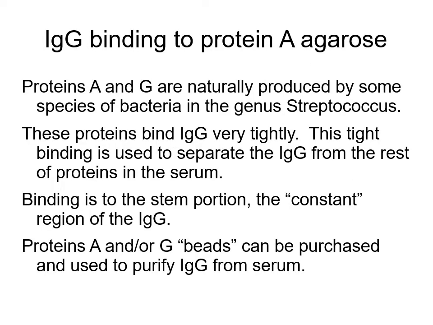Okay, so IgG binding to protein A agarose is an extremely popular, very important technique. These are proteins that are naturally produced by some species of bacteria, and they bind IgG very tightly. So that's going to allow us to separate the IgG from the rest of the proteins in the serum. And it's important to recognize that it's the constant region of the IgG, the stem part, that actually will bind. And these protein A and or G beads can be purchased. Those are little tiny bits of essentially agarose or Sepharose to which the protein A is covalently bound.